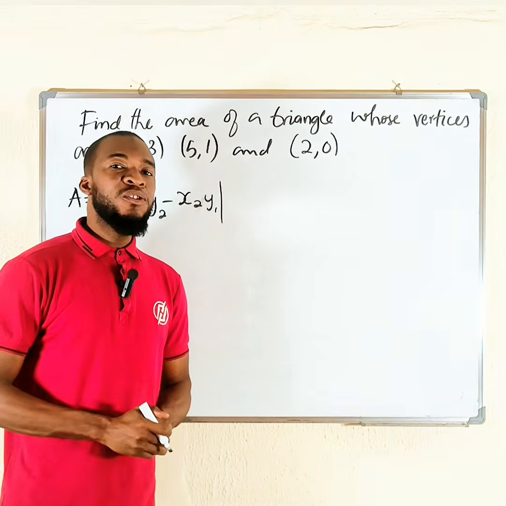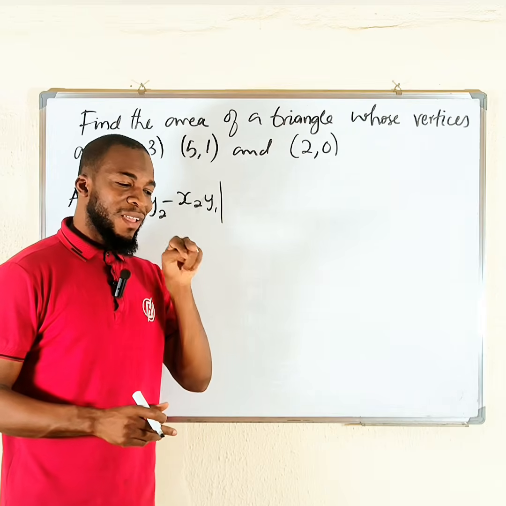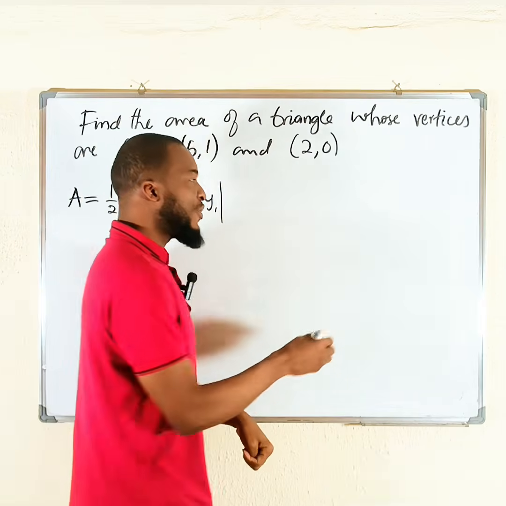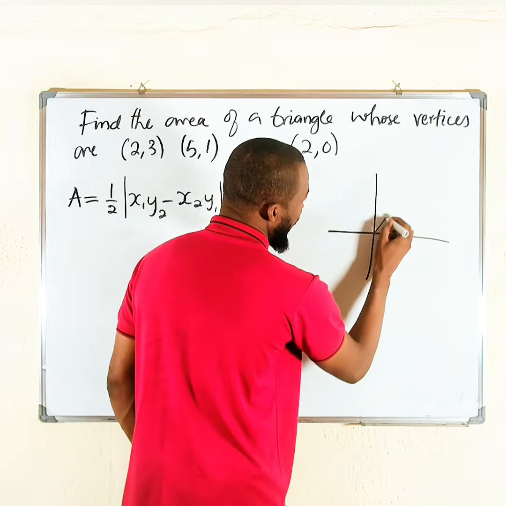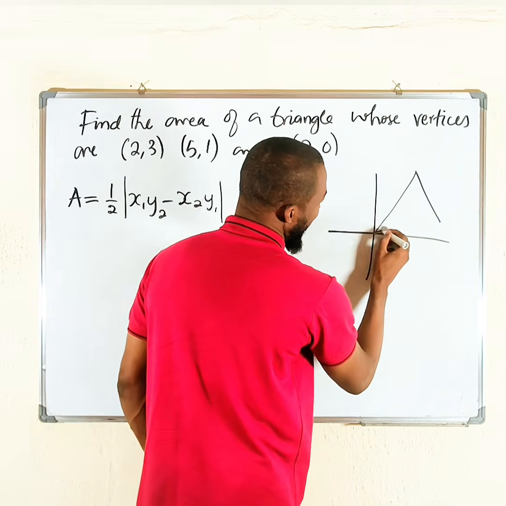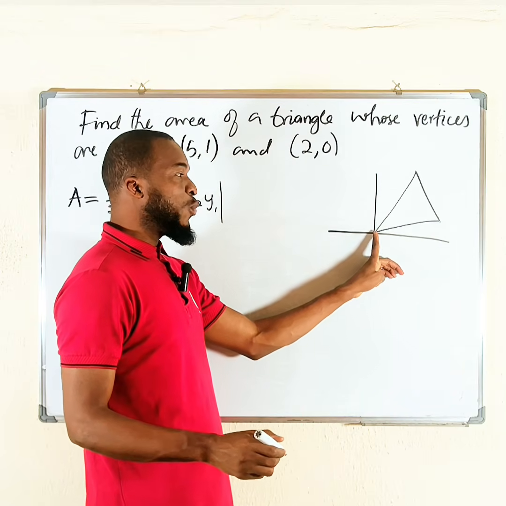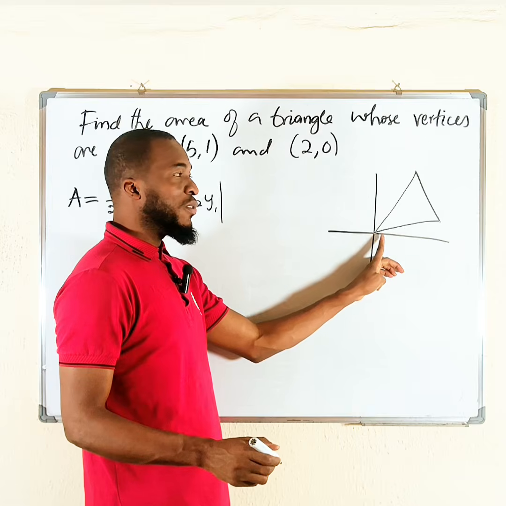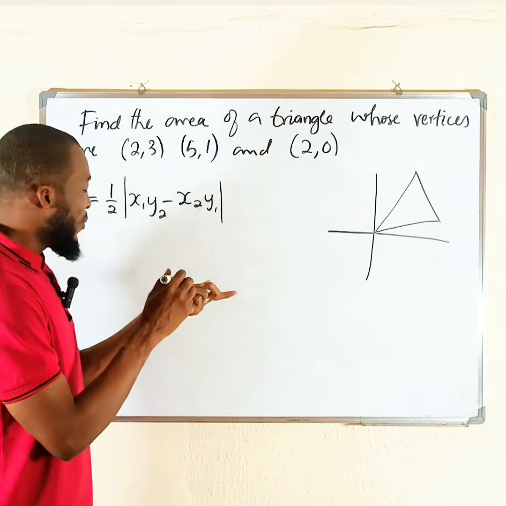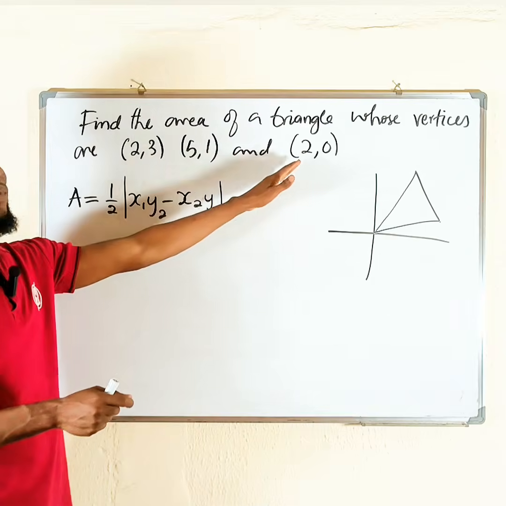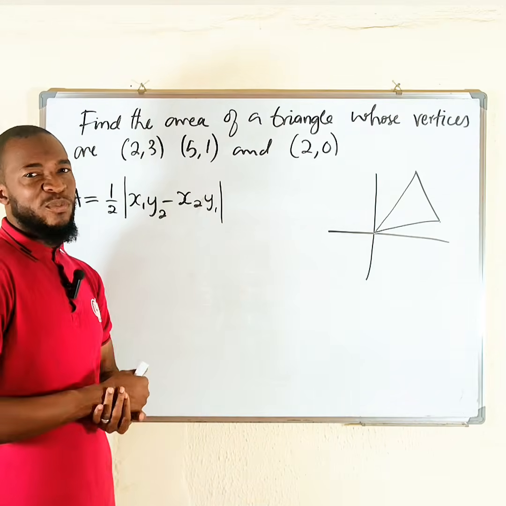But you should only use this formula if one of these three vertices is at the origin. Where is the origin? If I have a y-axis and an x-axis, make sure that one of the vertices is at the origin. You can see one vertex here is at the origin, where x and y values are all 0. Then the two other vertices can be anywhere. But if you pay close attention, none of these three vertices is at the origin. So how can you deal with this problem?